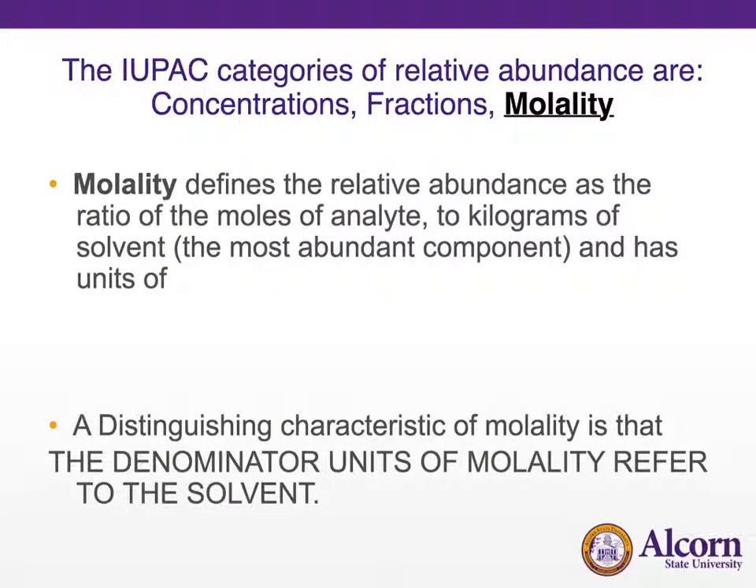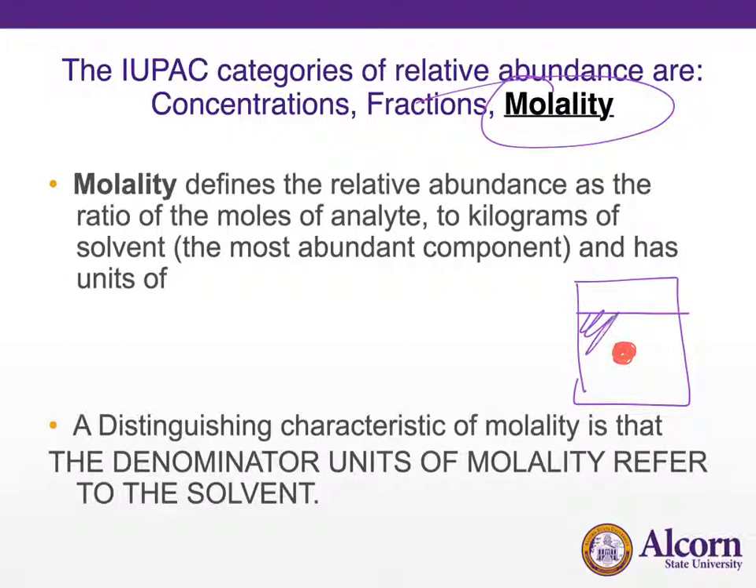So the last thing that we have to consider in terms of the IUPAC categories that describe relative abundance is molality. Molality defines relative abundance as the ratio of the moles of analyte to kilograms, not of sample, but of solvent. And of course we know that the solvent is the compound or the part of the sample that is present in the largest quantity.